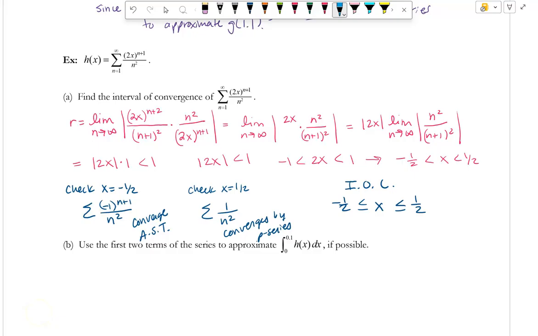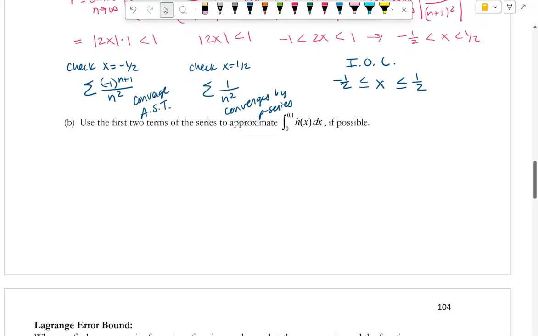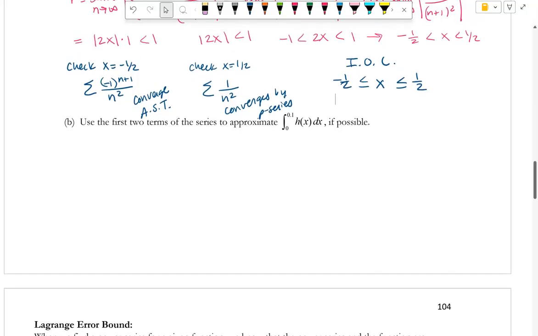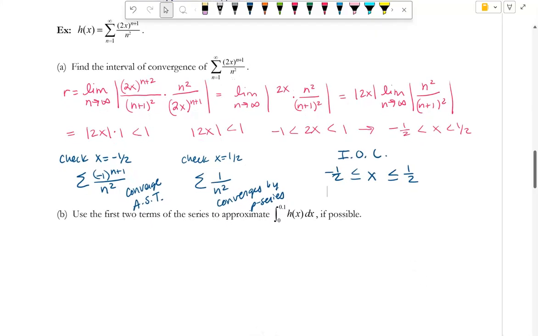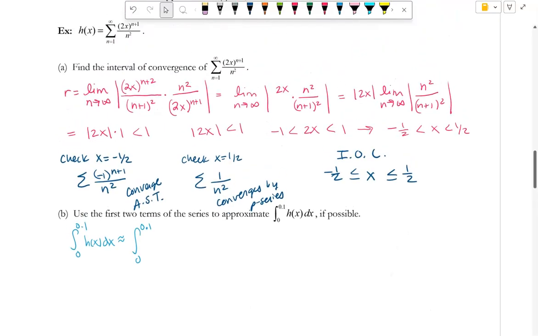In part B, we're asked to integrate this function for x values between 0 and 0.1, but those values are on the interval of convergence, so that's going to work. And it wants me to use the first 2 terms of the series to approximate this. So remember, the series itself is h of x. All right, so we're going to integrate from 0 to 1/10 of h of x, and we're going to approximate h of x using the first 2 terms of the series.